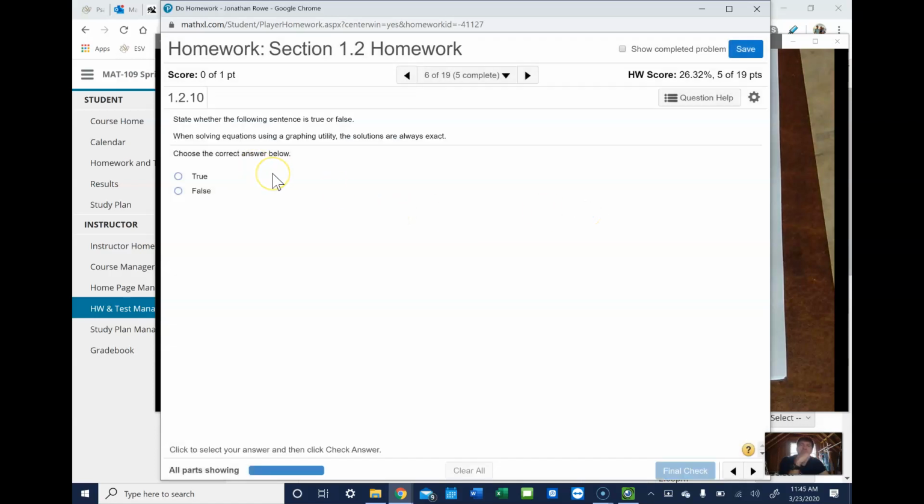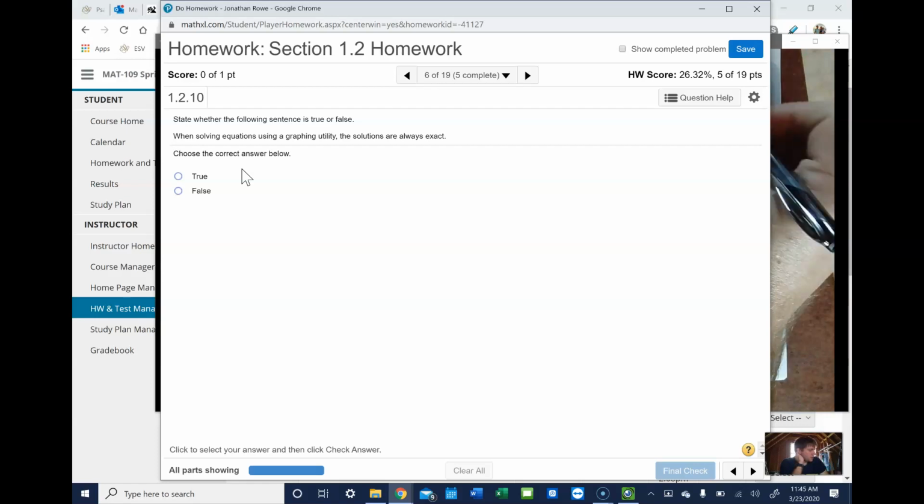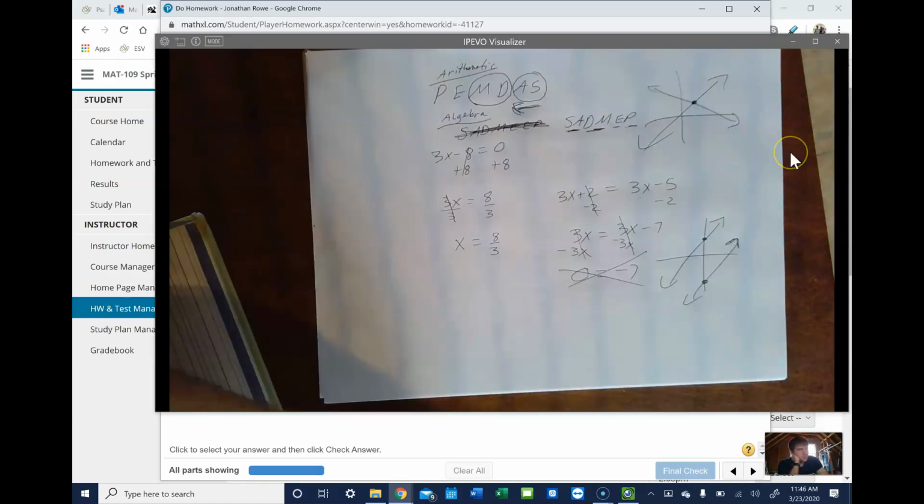State whether the following sentence is true or false. When solving equations using a graphing utility, the solutions are always exact. That would be false. In fact, a lot of times when you're solving equations with a graphing utility, let's say you have these two lines crossing, and they cross at some strange place. Oh, you can't even see what I'm drawing here.